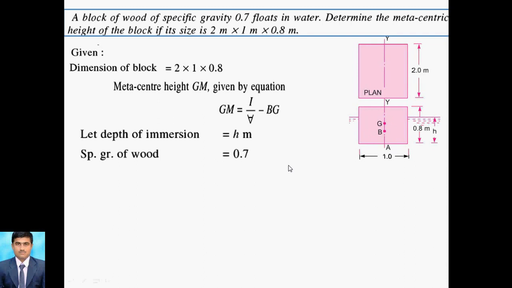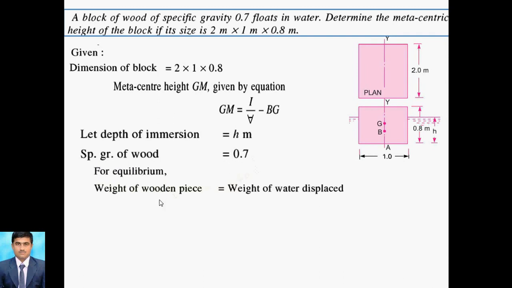First of all, we go for the depth of impression. It is unknown, so I can write it as H meter. Then the specific gravity of wood is specifically mentioned as 0.7. Now for the equilibrium condition, the weight of the wooden piece is equal to the weight of water displaced. This is according to the Archimedes principle.